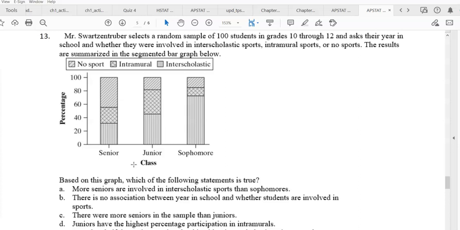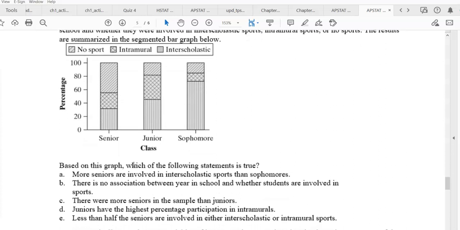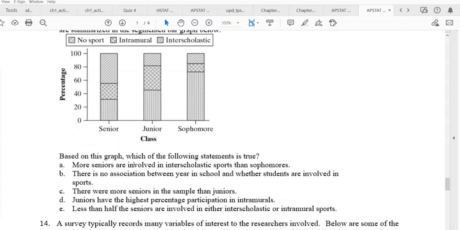Okay, Mr. Schwarzenegger selects a random sample of 100 students in grades 10 through 12. He asks their year in school and whether they're involved in sports, intramural sports, or no sports. The results are summarized in the segmented bar graph below. So that's the three different types of sports. Nice graph, done by percentage. Some of you in the example in class didn't do percentages. Always good because the class size may be different. Always compare percentages.